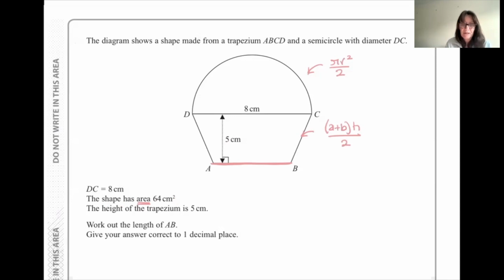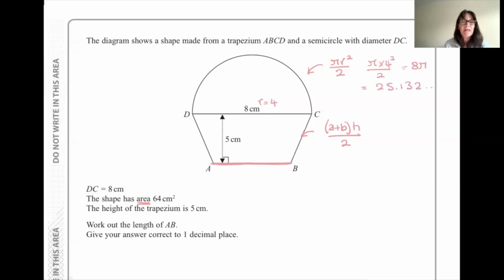That's what I know. I can work out the semicircle straight away. I know that the diameter is DC and it's 8 centimeters, but I want the radius. So the radius will be half that at 4. So we're going to be doing pi times 4 squared divided by 2, which is 8 pi. That's in terms of pi. The decimal solution to that is 25.132, and on it goes.